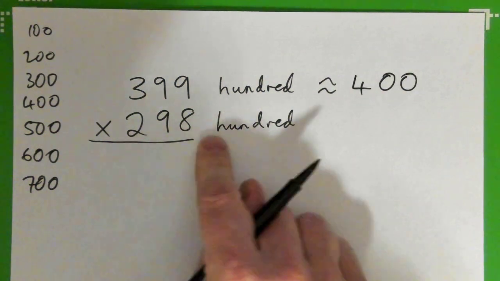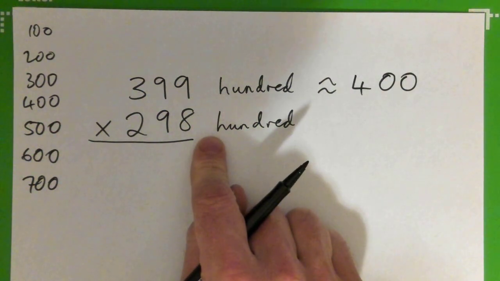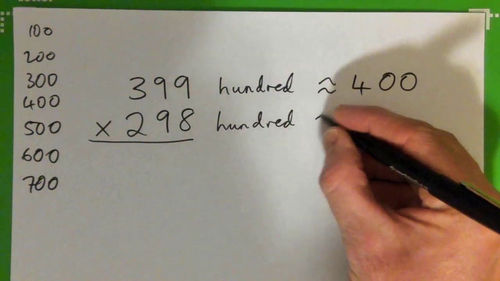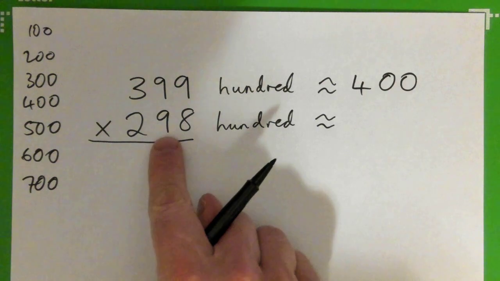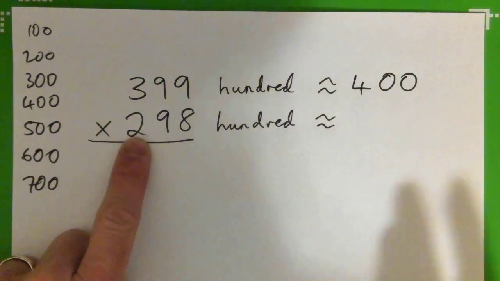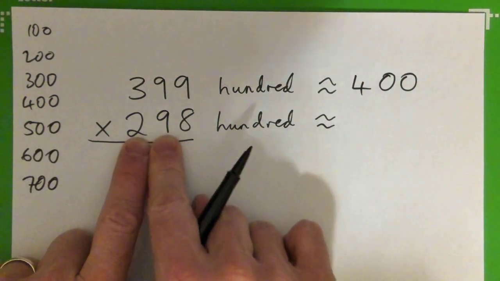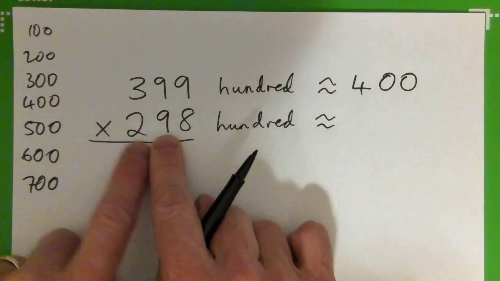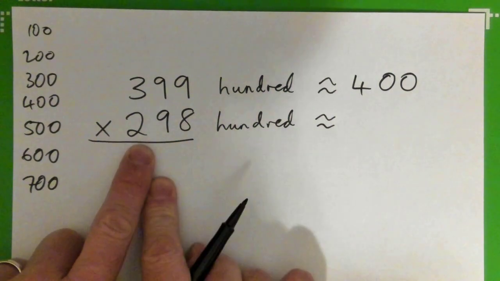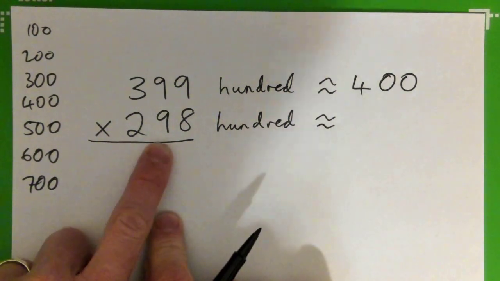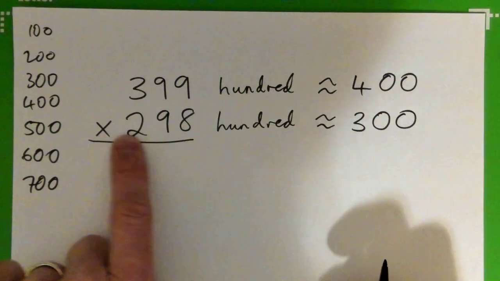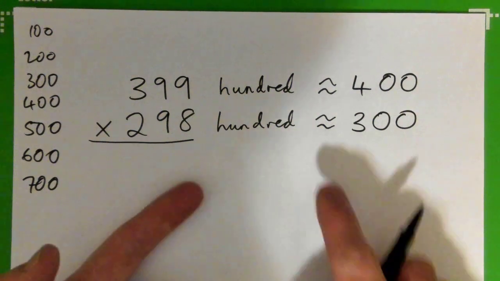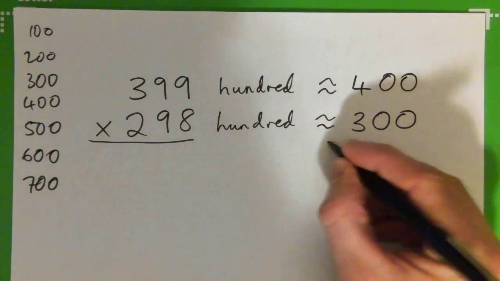Now, 298. Round that to the nearest 100. Take your time. Press pause on the video if you need more time. Okay, I'll do it now. So there's a 9 to the right of the 2, so we round up. If this number is 5 or more, we round up. If this number is 4 or less, we round down. So we round up to 300, right? 298 is only 2 less than 300, so that's not surprising, right?